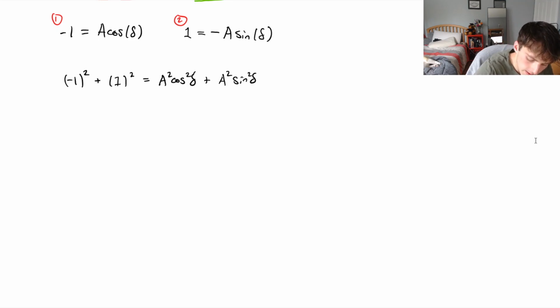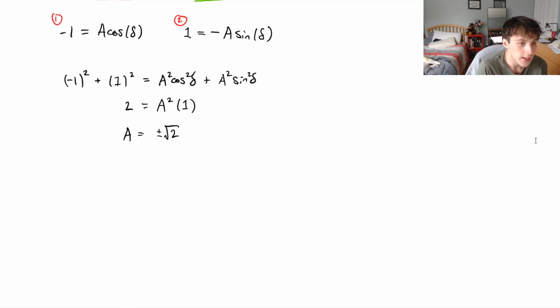Great. We can factor out the a squared, and we know that cosine squared delta plus sine squared delta is the Pythagorean identity that will be equal to 1. On our left-hand side, that's going to be equal to 2, 1 plus 1. And we can see that a will be plus or minus the square root of 2. So we get two different options for a, and that's totally fine. We can choose whichever a we want.